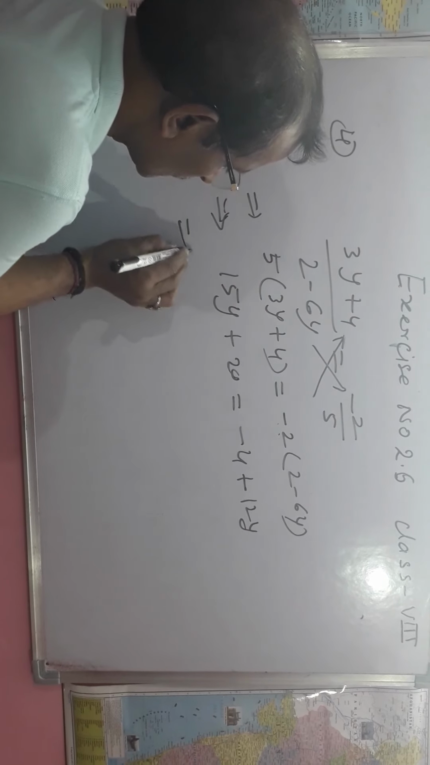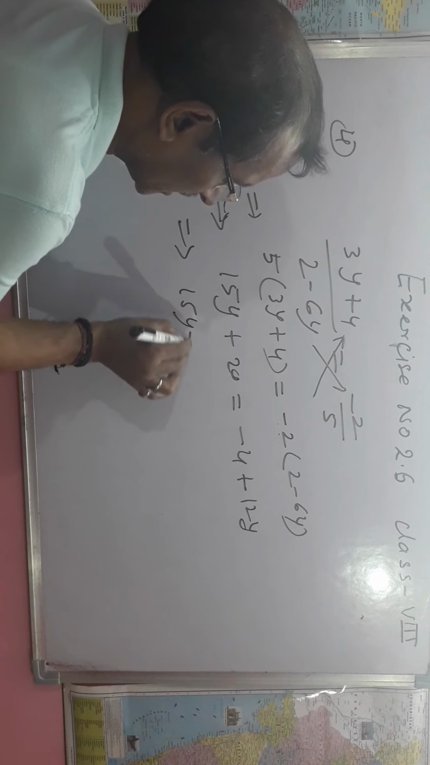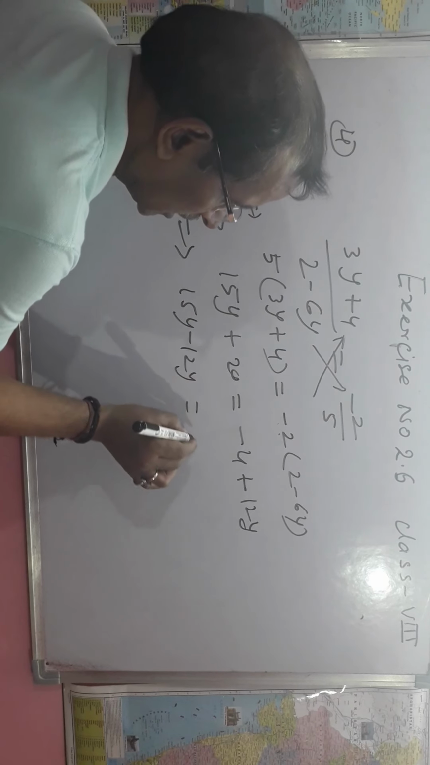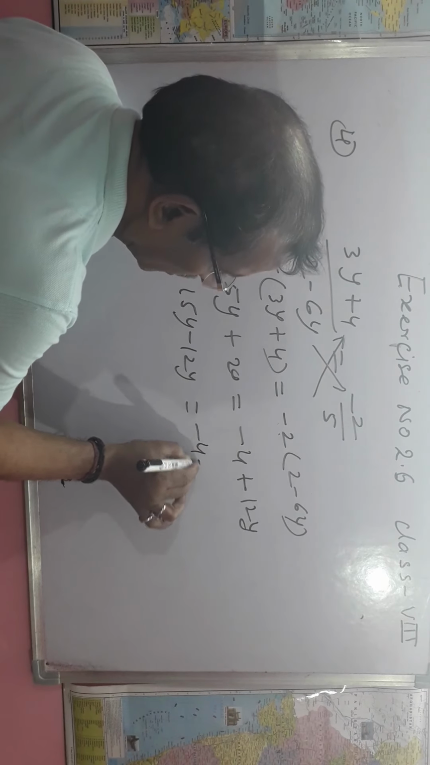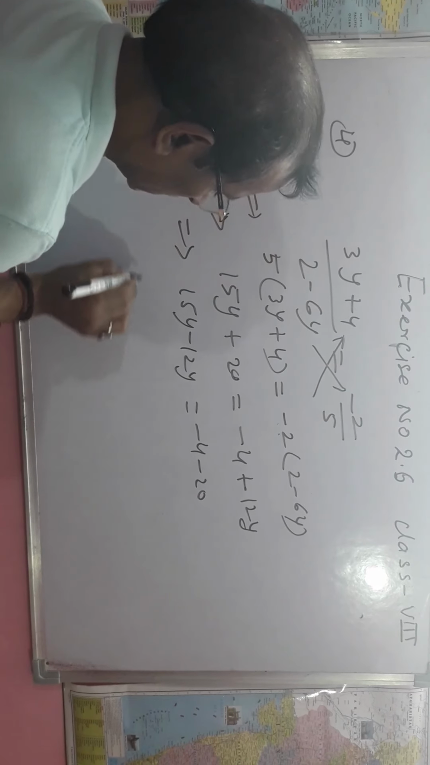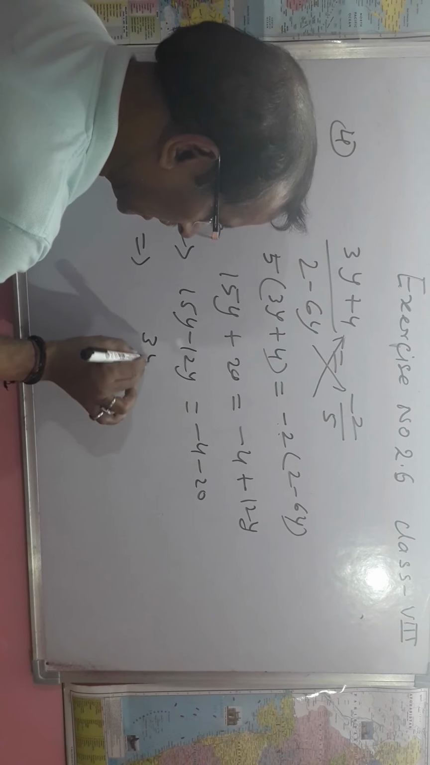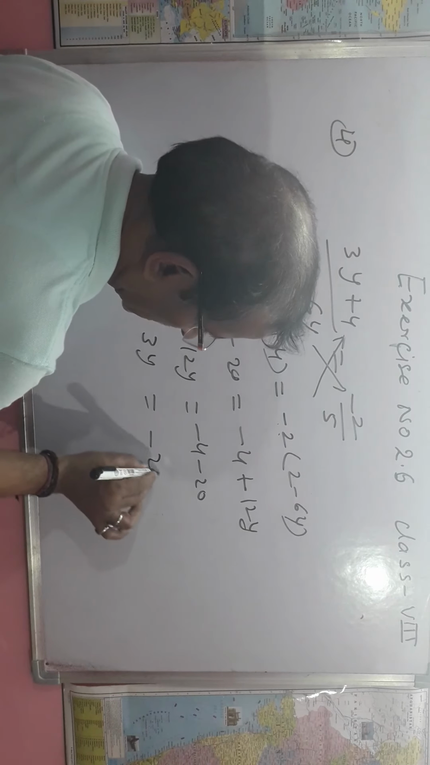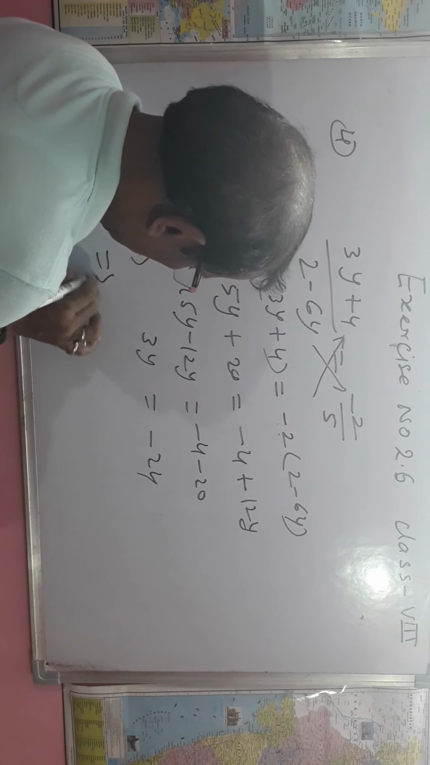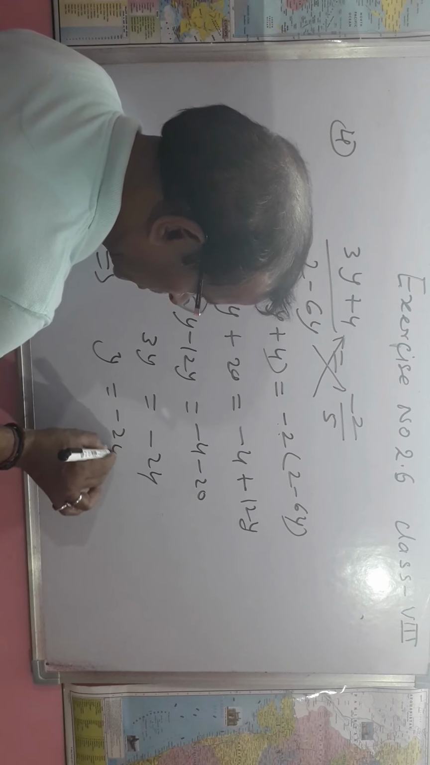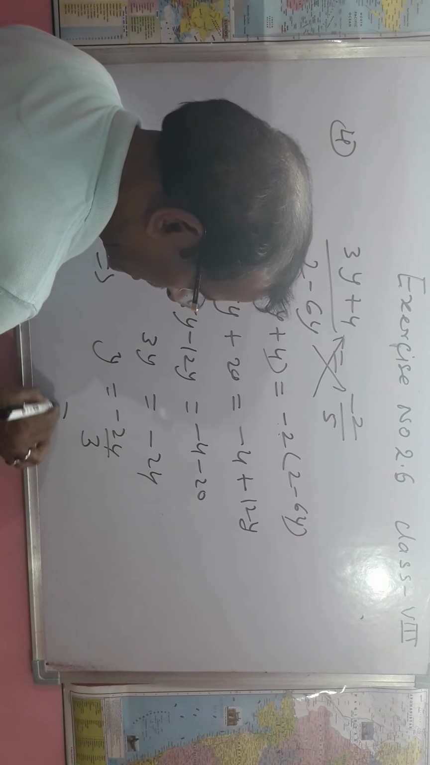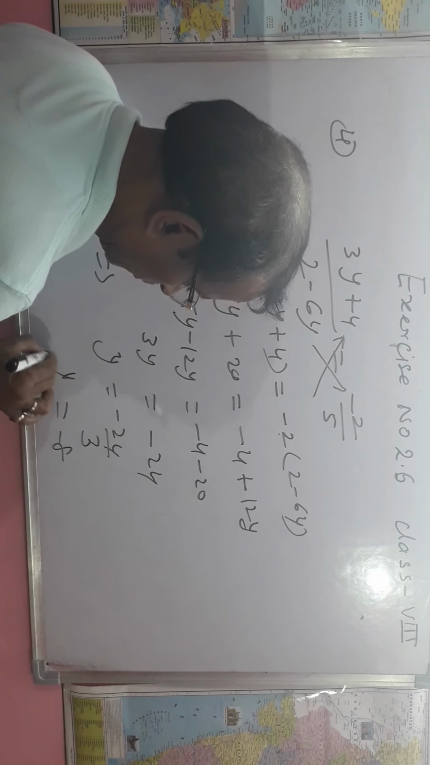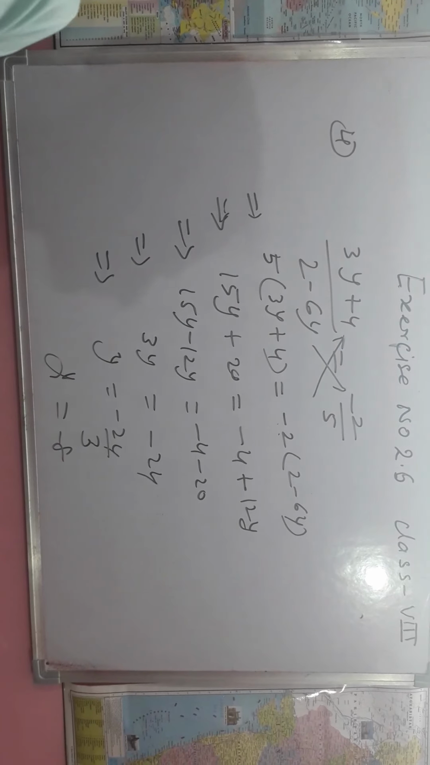Then after multiplication we will get 5 3s are 15y plus 20 is equal to 5 4s are 20. That is equal to minus 4, 2 6s are 12y. Then 15y minus 12y is equal to minus 4 minus 20. Then we will get 3y is equal to minus 24, implies y is equal to minus 24 upon 3 is equal to minus 8. Y is equal to minus 8.